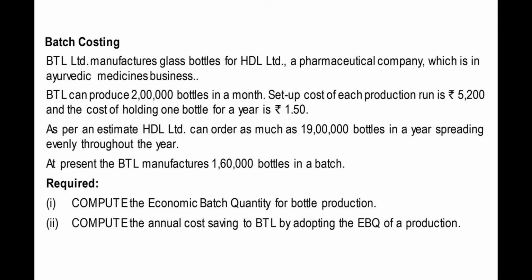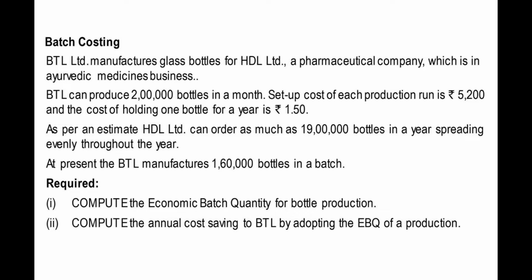So there are two companies, BTL Limited and HDL Limited. BTL Limited is a manufacturer and HDL Limited is a customer. It is a pharmaceutical business and the method followed here is the batch costing method. So BTL Limited is receiving orders from HDL Limited. BTL Limited's capacity per month is 2 lakh bottles, and the setup cost given in the problem is 5200 and the holding cost for the year per bottle is rupees 1.5.